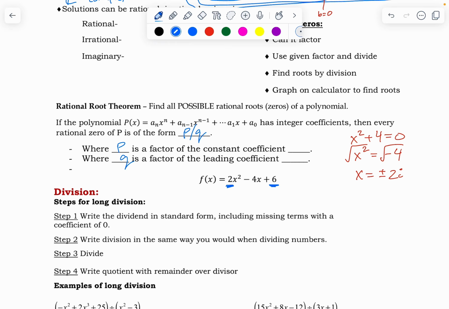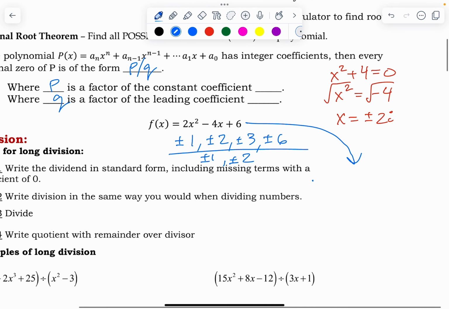Okay, so in this particular scenario, I have this 2x squared minus 4x plus 6. The factors of 6 are plus or minus 1, plus or minus 2, plus or minus 3, and plus or minus 6. And I would have to divide it by plus or minus 1 and plus or minus 2 because those are the factors of 2. Okay, and so ultimately, I can take plus or minus 1, 2, 3, and 6 and divide each of those by 1, which gives me where I started.